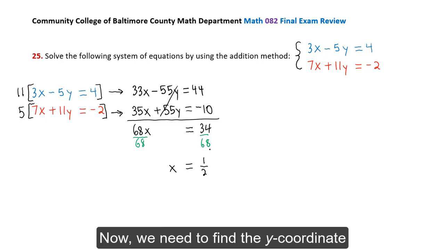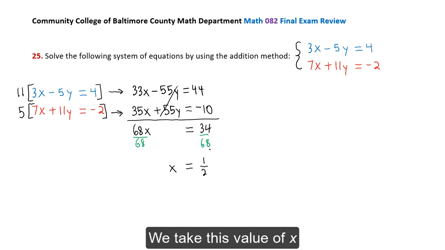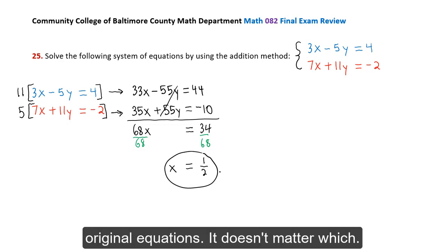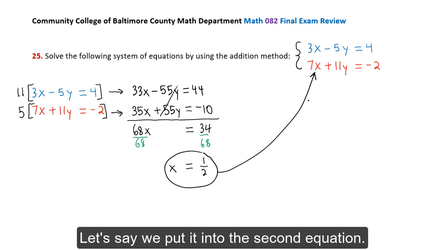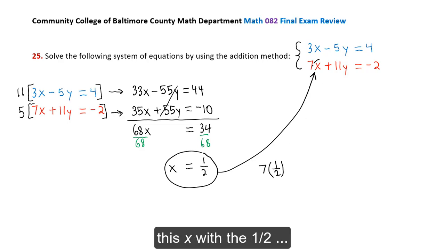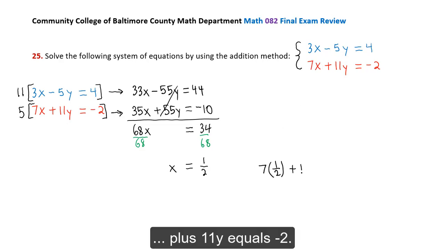Now we need to find the y-coordinate of the solution. We take this value of x and plug it into either one of the original equations. It doesn't matter which. Let's say we put it into the second equation. We have, therefore, 7 times 1/2. Here's where we replace this x with the 1/2, plus 11y equals negative 2. 7 over 1 times 1 over 2 is 7/2, plus 11y equals negative 2.